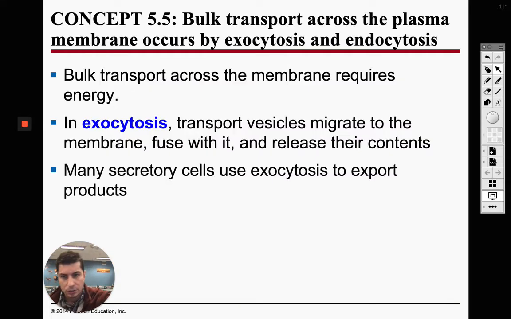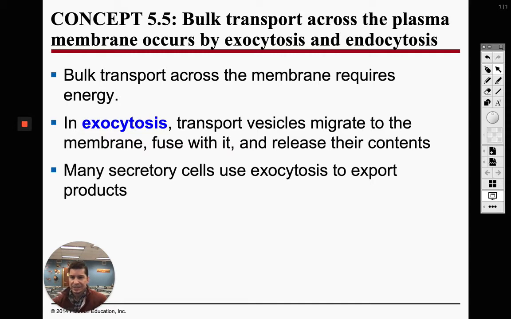Okay, so that is the end of active transport. We're going to go over things being brought into the cell and leaving the cell. So this is just an example of active transport. We went over the mechanism of active transport. Now we're going to go over how it applies to our cells.